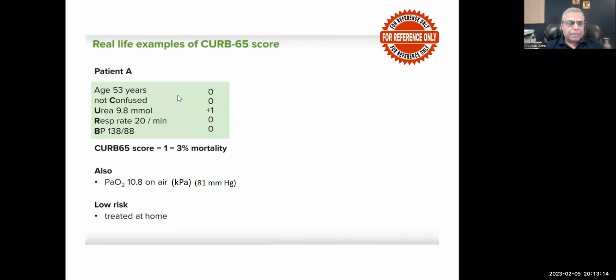And for example, this is a patient who was 53 years old. So he's less than 65, we will not give him any score. He's not confused. His mental status is normal. His urea is 9.8. We measure in milligrams per deciliter, but some people measure in millimoles as well. So this is high, so we give him a score of 1. Respiratory rate is 20, less than 30. And blood pressure is not less than 90/60, okay? So he has got a score of 1. So what we'll do is we'll treat him at home.